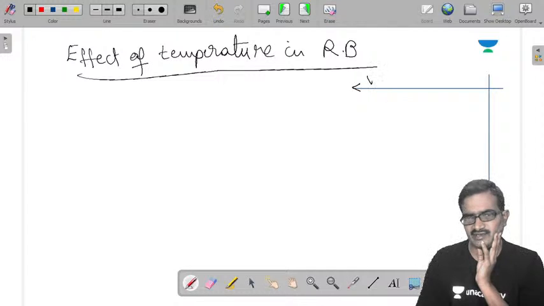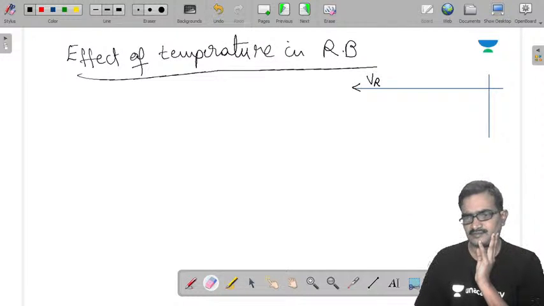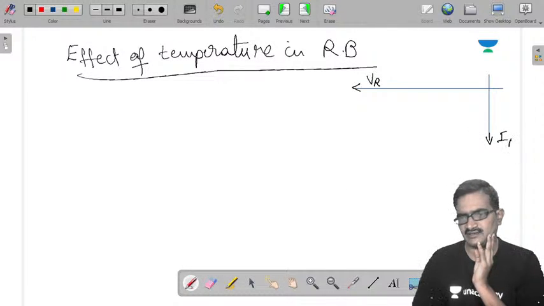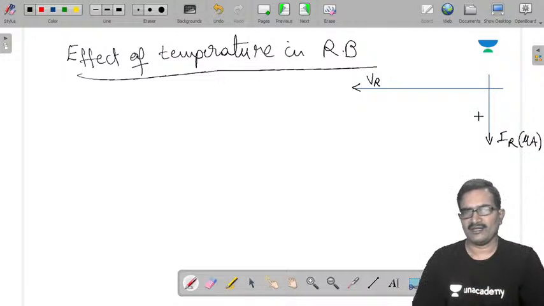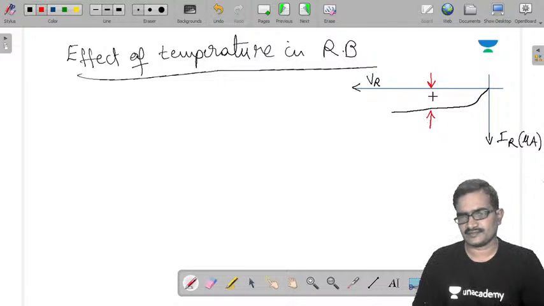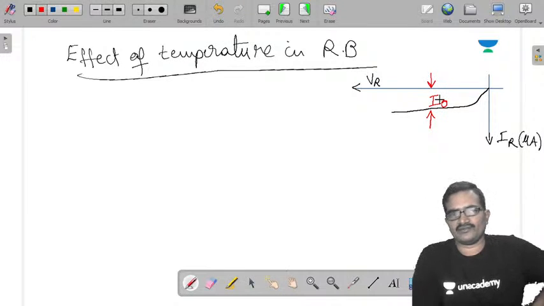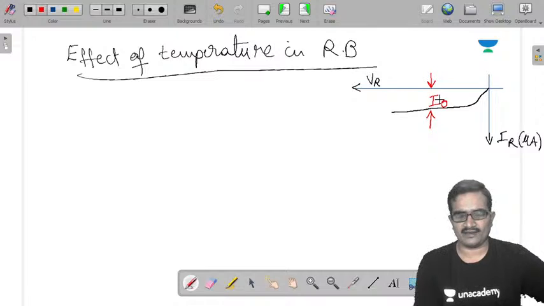So this is VR, the applied reverse voltage. This is the reverse current. Because it is more or less constant, I am taking it small. It is a reverse current of the order of microamps. Now your plot is like this. This is the reverse saturation current I naught. So I naught is of the order of microamperes.